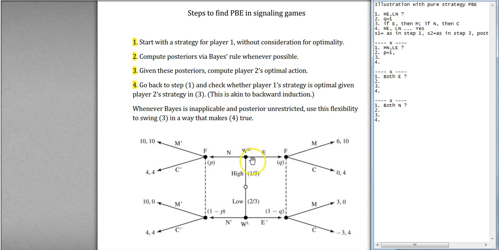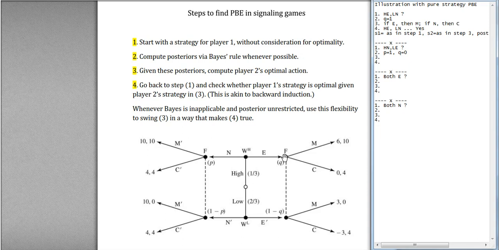And if the firm observes education, then the probability that this is a high ability person is 0, because only the low ability people get educated. So over here, the posterior Q is equal to 0. All right, step number 3, compute player 2's optimal action.